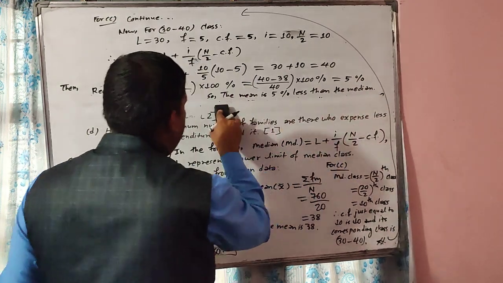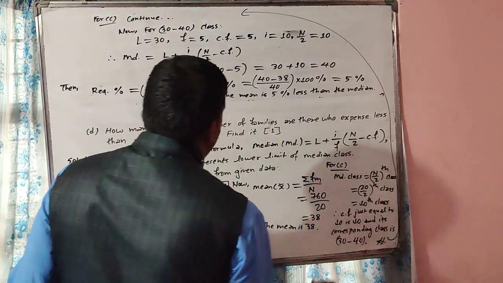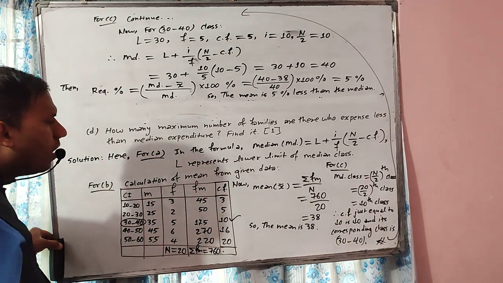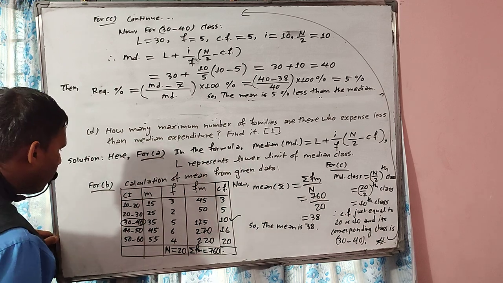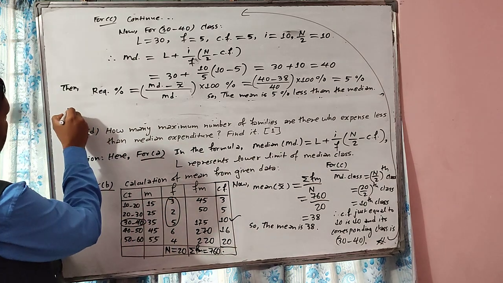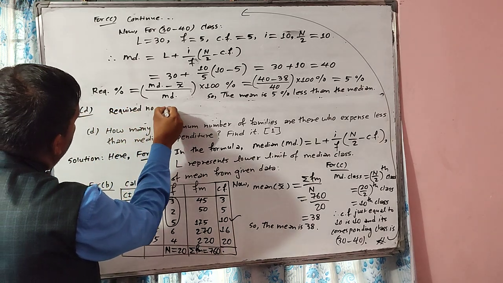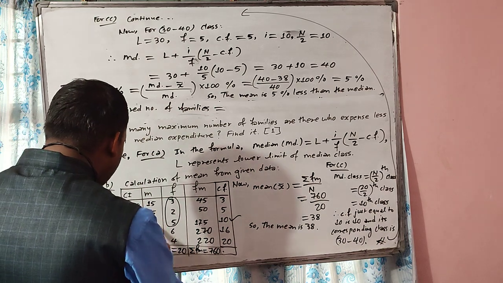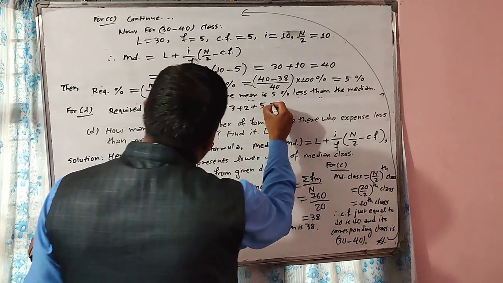Now for D, the question is, what is the maximum number of families who expense less than median expenditure? Our median value is 40. So less than 40, the number of families are 3, 2, and 5. Required number of families equal to 3 plus 2 plus 5 equal to 10.